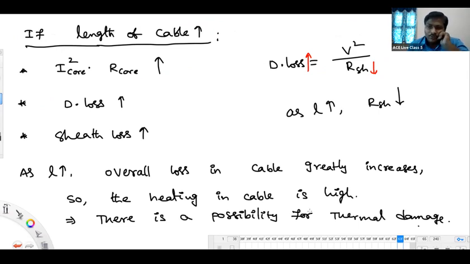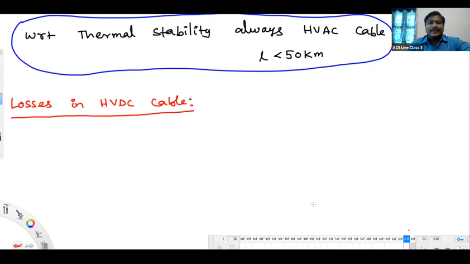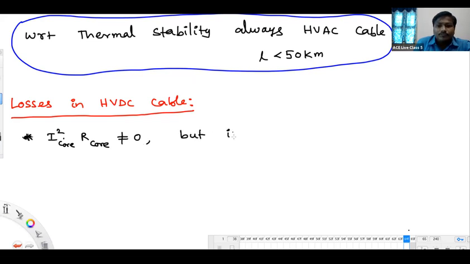But how is that value in DC compared to AC? That is less. Why? We don't have any skin effect and proximity effects here. So I can say here, I square R loss is existing, but it is very less. I square R loss in the core, I core square into R core, is non-zero, but it is a low value.